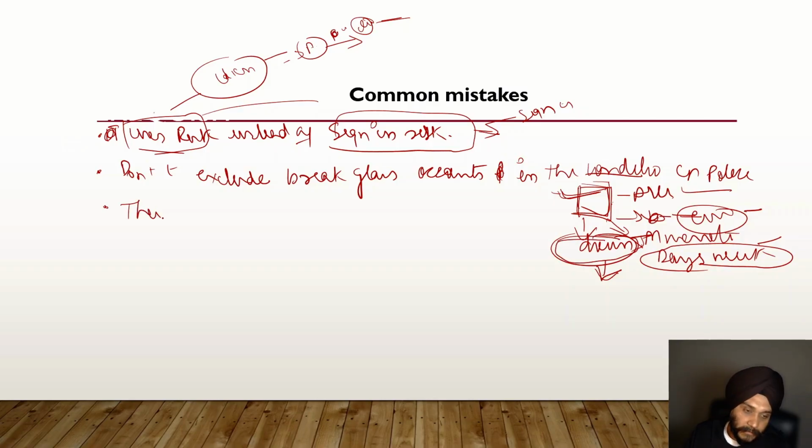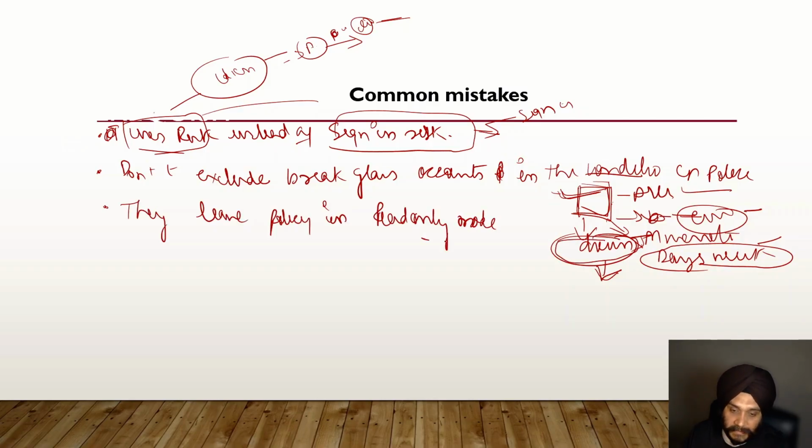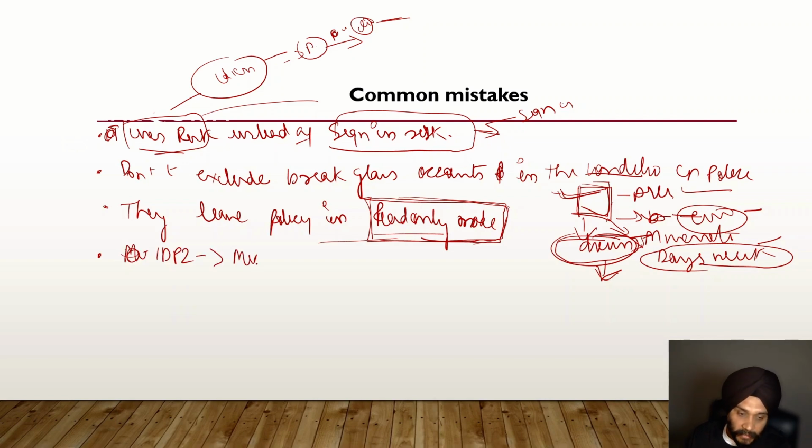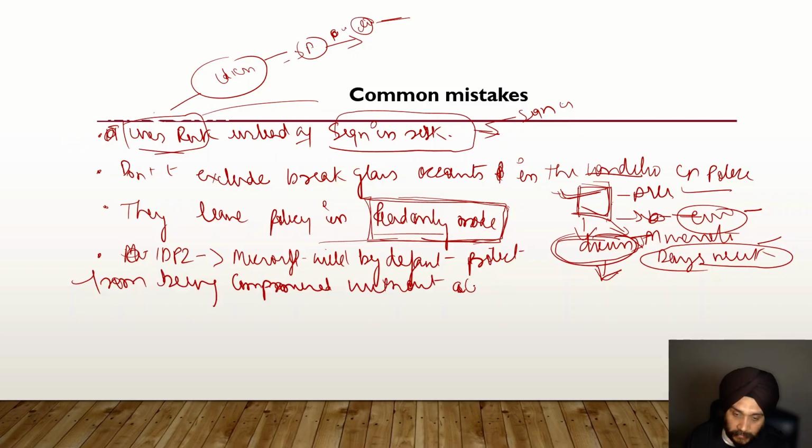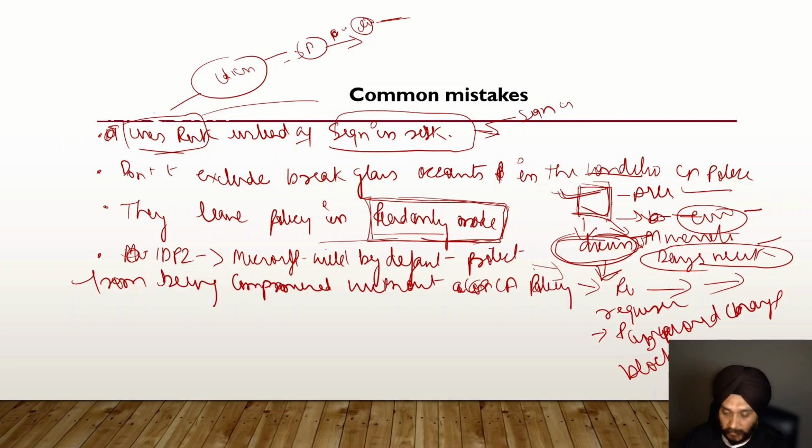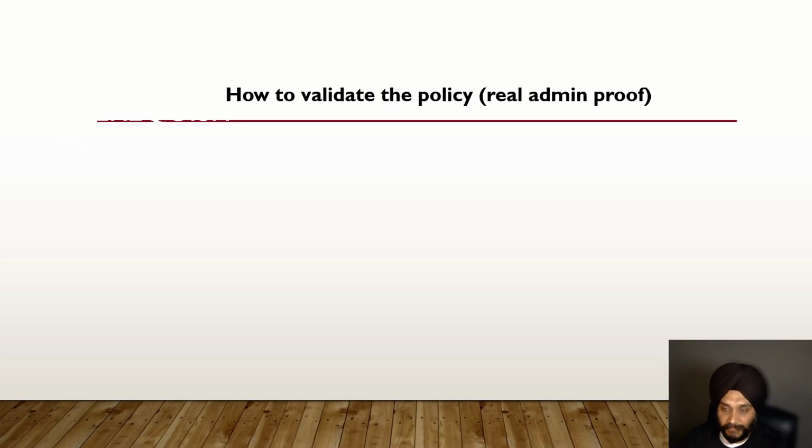They leave policy in read-only mode, which means when we create a policy, Microsoft gives us an option to validate what the impact will be on the users when we are going to force the policy. This is the last and one of the common mistakes that I feel most IT admins have a misconception: they think that Microsoft will protect the account from being compromised without a conditional access policy if something unusual happens on the account. So how can we validate the policy, whether it works?